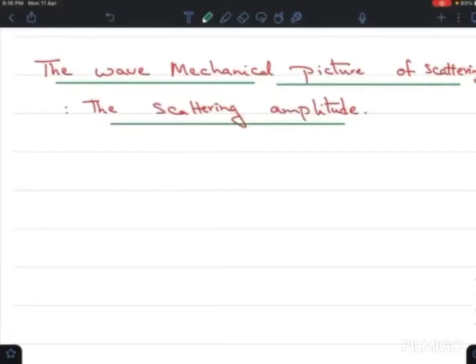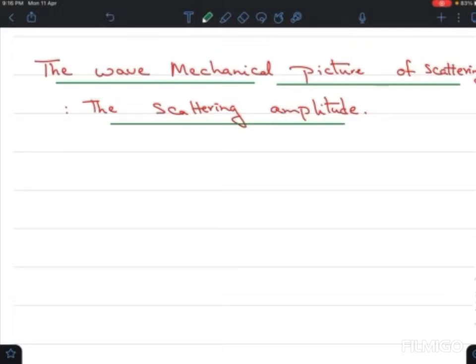Dealing with a wave mechanical picture of scattering, which leads to the scattering amplitude. As in my previous video, we had discussed the scattering process, the mechanism of the scattering process. There we had told about an uninterrupted beam of particles which are incident onto the target.